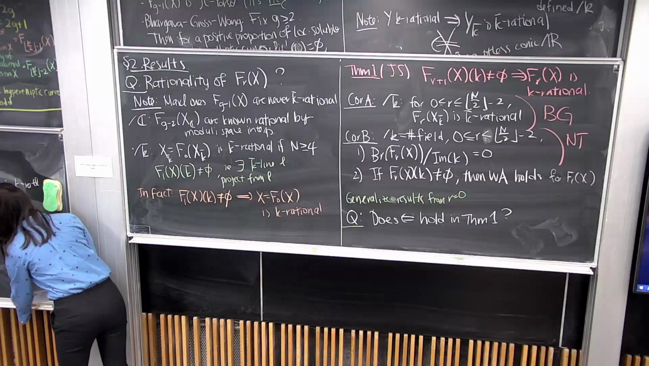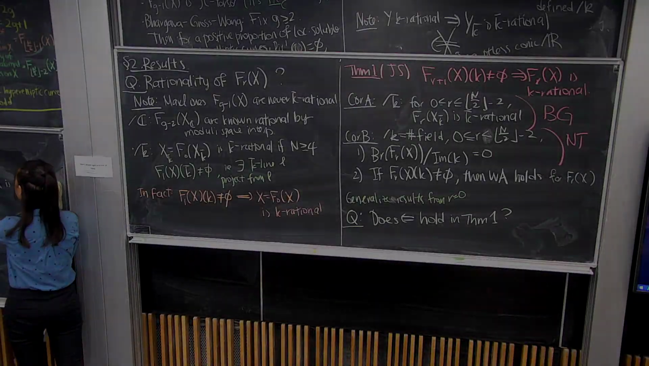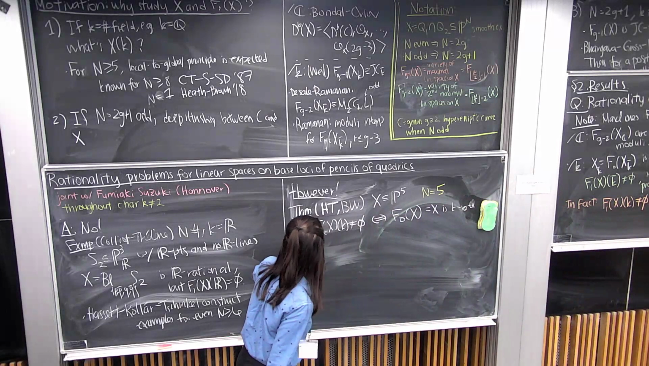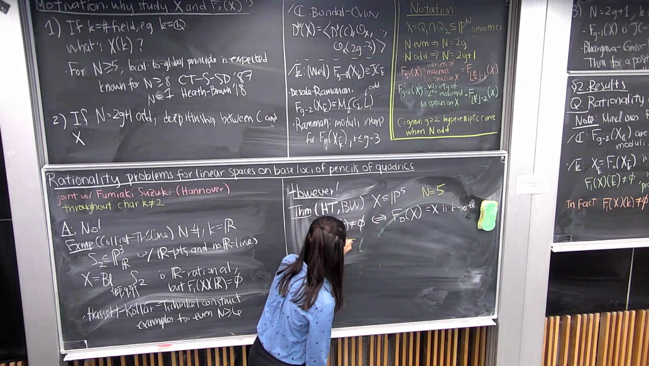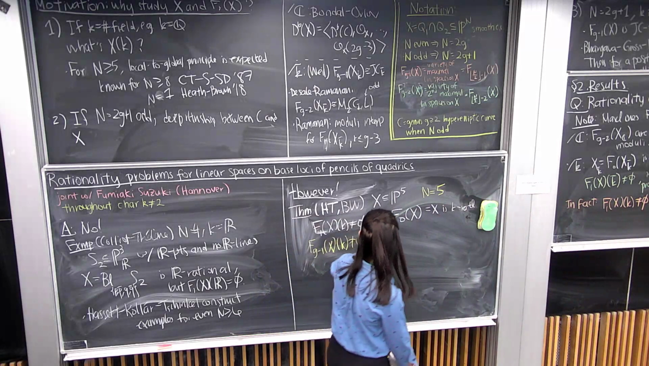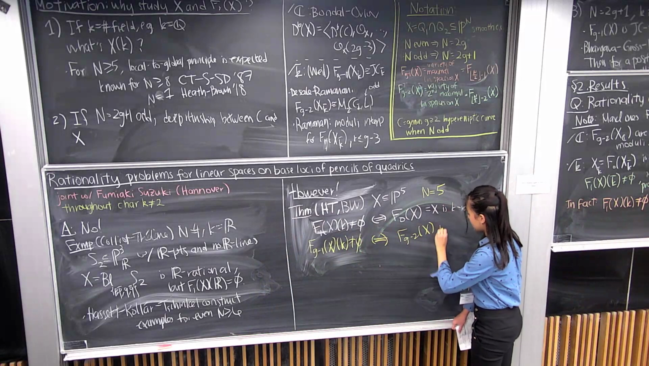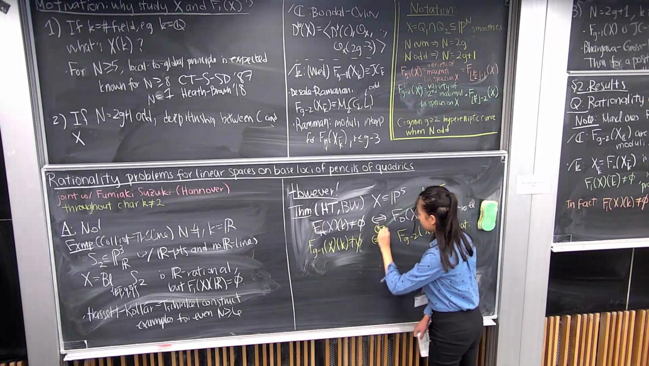And so maybe just to observe some numbers in this case. So in this case, n is equal to 5. And what they show is that f g minus 1 has a k point if and only if f g minus 2 x is k-rational. So I'm going to call this condition star.